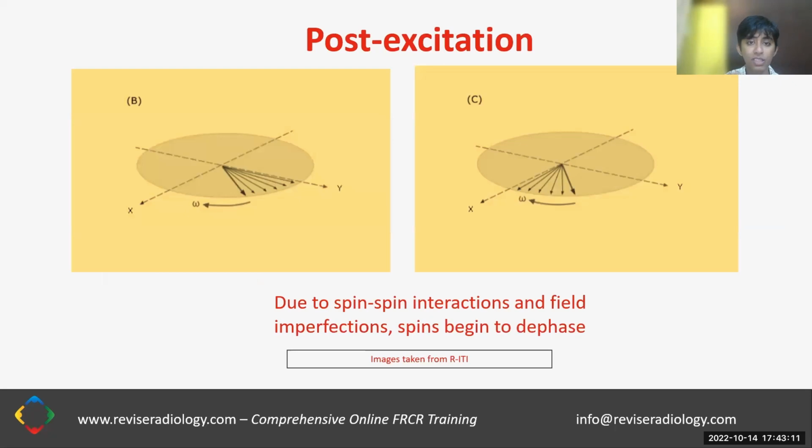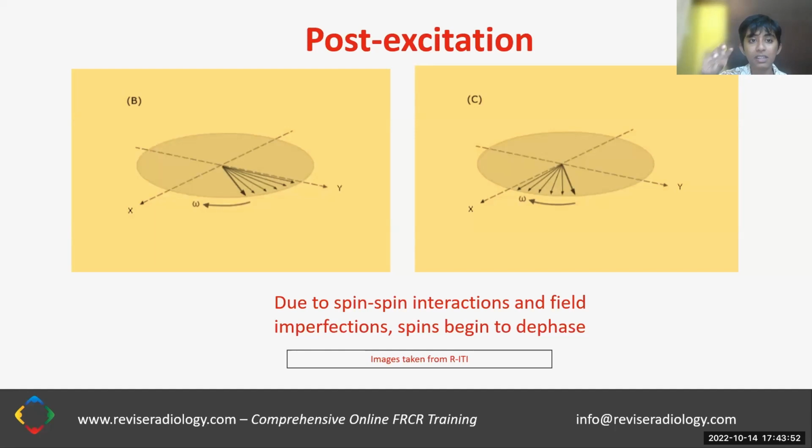What happens post excitation? Excitation means we apply the RF pulse, the magnetization gets tipped over and it's precessing in the transverse plane. So now we're not going to talk about the big magnetization anymore. We're going to talk about the individual spins again. Now, the spins which were all spinning at the same time start to lose their synchronicity and start to dephase. And this happens because each little spin creates a magnetic field of its own that interacts with the neighboring spin. And also because even though we're trying to apply a perfectly uniform magnetic field, there's imperfections in the field.